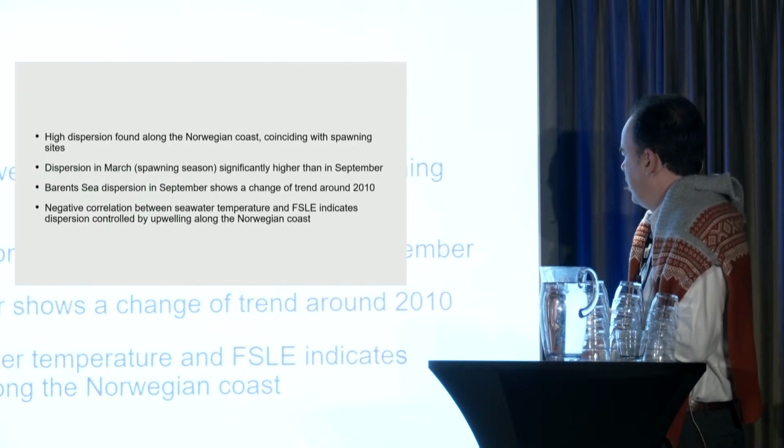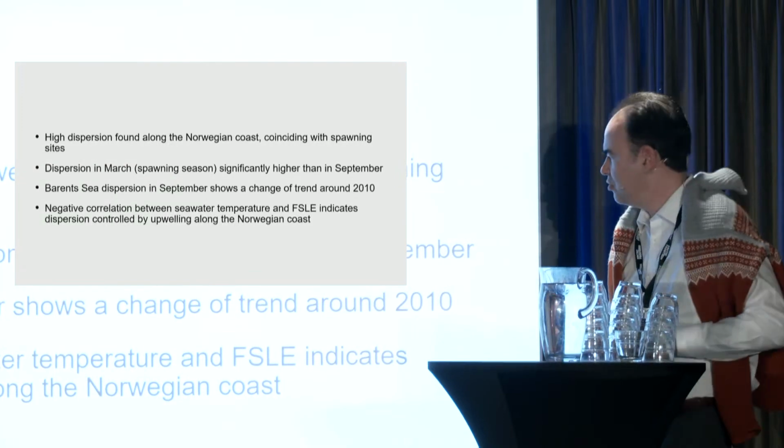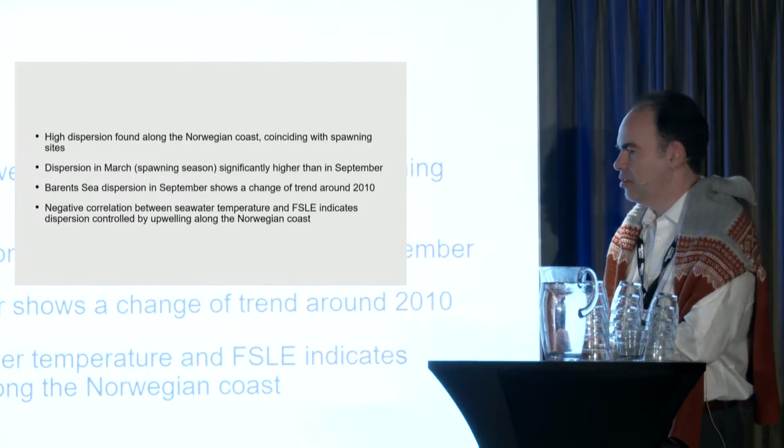We also found a change of trend for the dispersion in the Barents Sea around 2010. And finally, we found a negative correlation between the seawater temperature and the FSLE, which indicates that the dispersion is controlled by upwelling along the Norwegian coast.